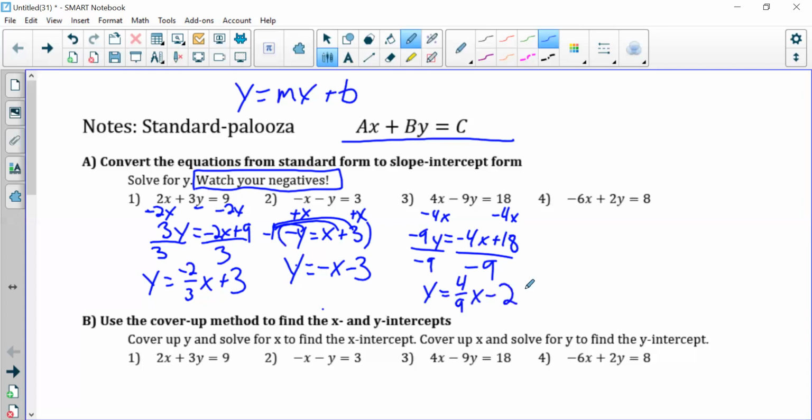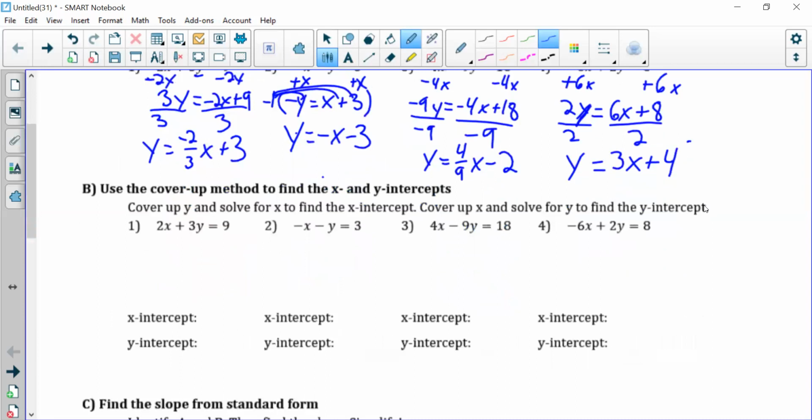All right, example number 4, and our last one that we're converting today. So add 6x to both sides. So 2y equals 6x plus 8. Divide both sides by 2. So y equals 3x plus 4.